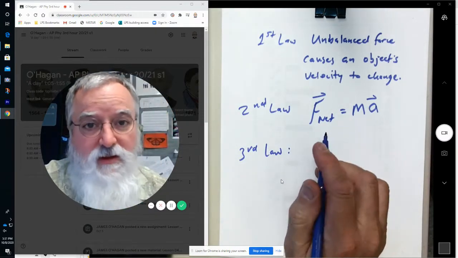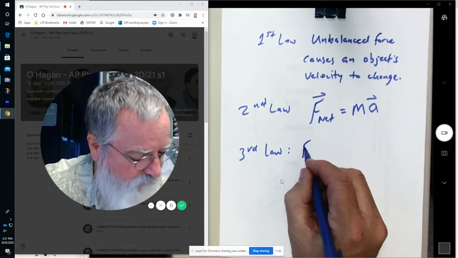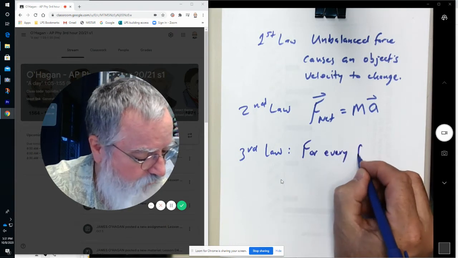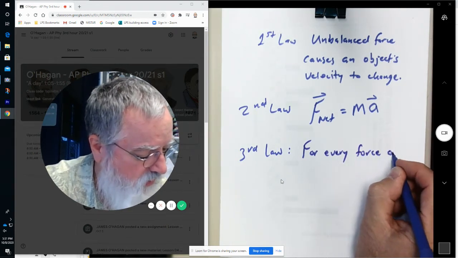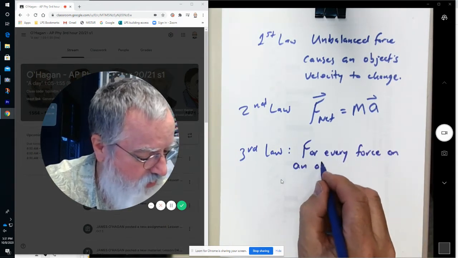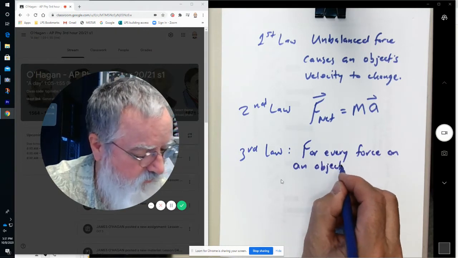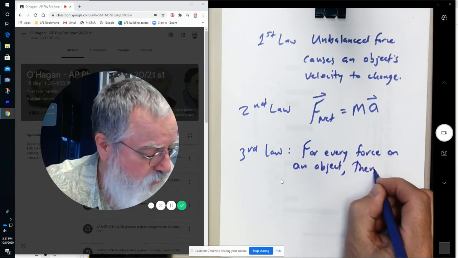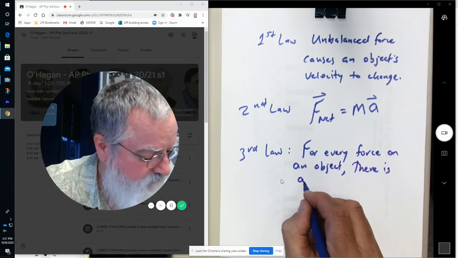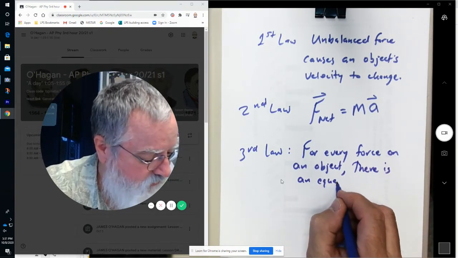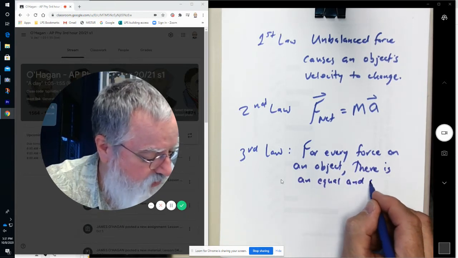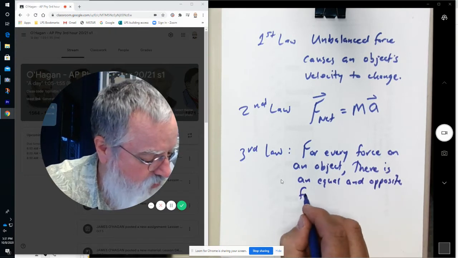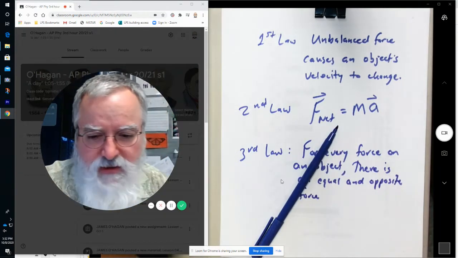And I'm going to write the whole thing. It's going to take a while. For every force on an object, every single one, there is an equal and opposite force.